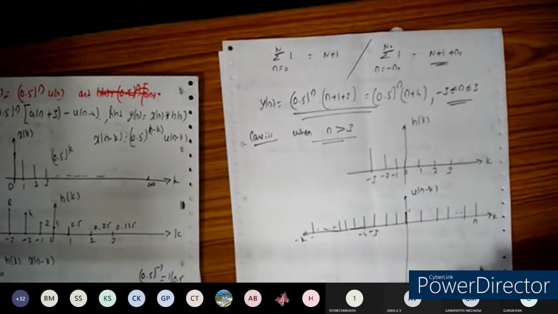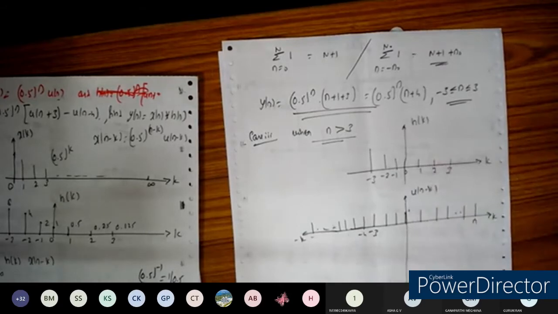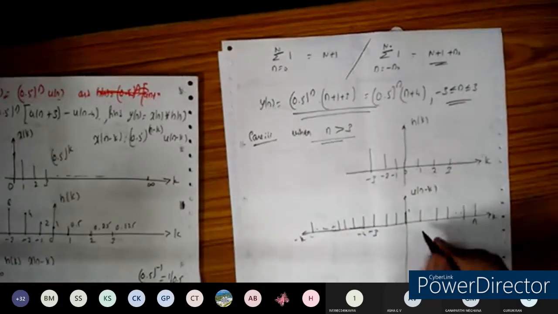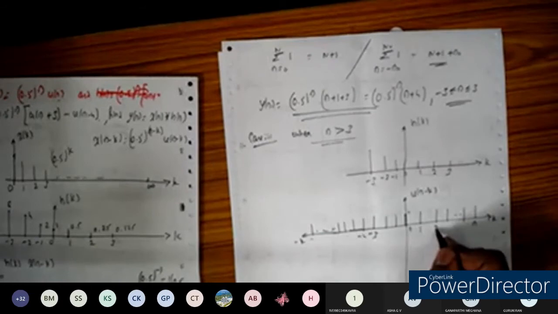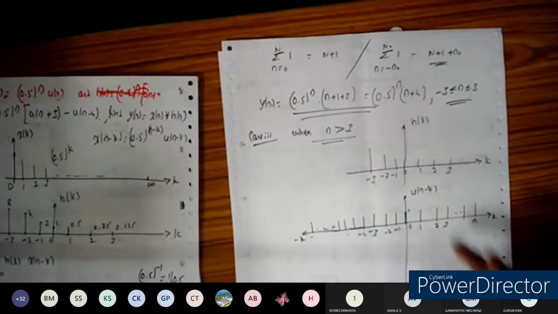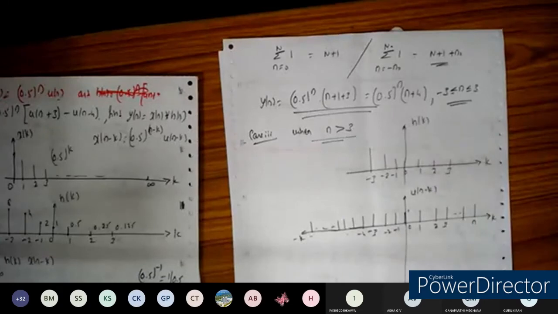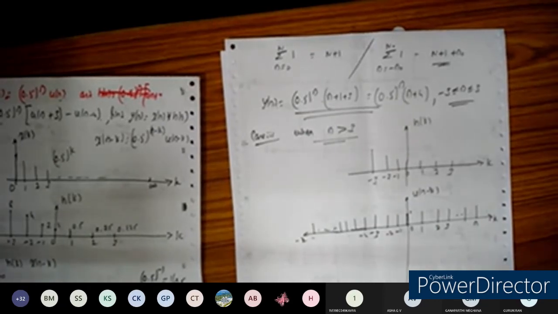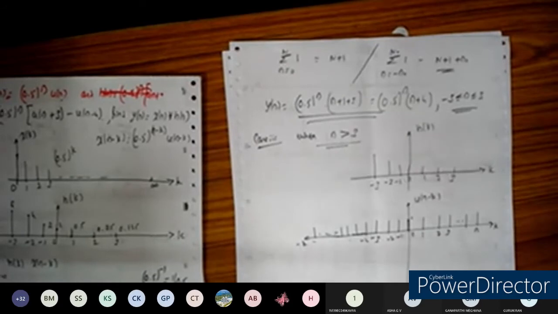Now, when you take the product of this one, from minus infinity up to -4, there is no signal for the h of k. And after 3, that is 0, 1, 2, 3, this is 0, -1, -2. So when you take the product of these two sequences, from where to where is the product going to exist?